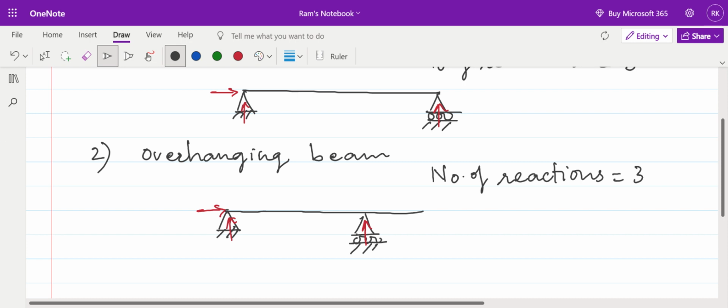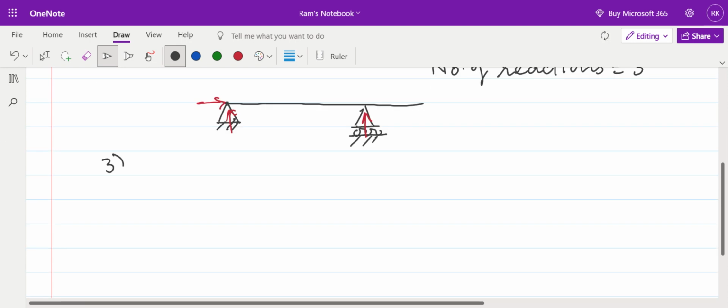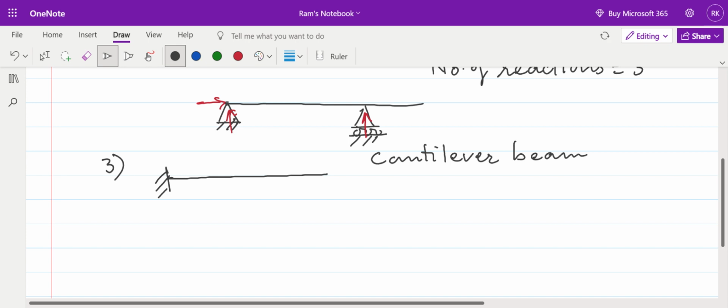The third type of beam, if you refer to the previous discussion, is known as the cantilever beam. In a cantilever beam, one of the ends is fixed and the other end is free. We have seen in the first lecture that a fixed support offers 3 reactions, and a free end does not offer any reaction. So the number of reactions in a cantilever beam is equal to 3.